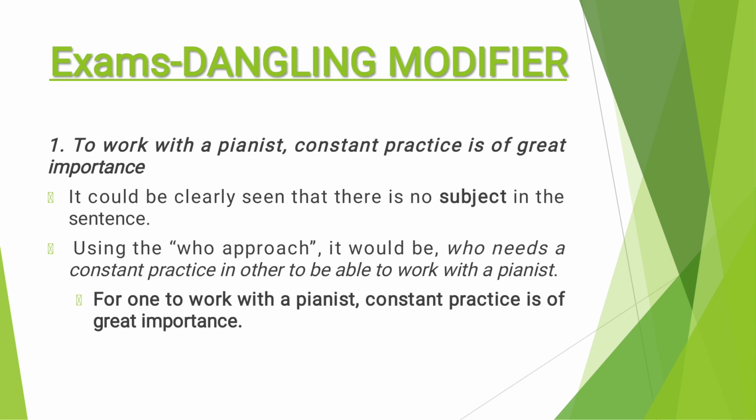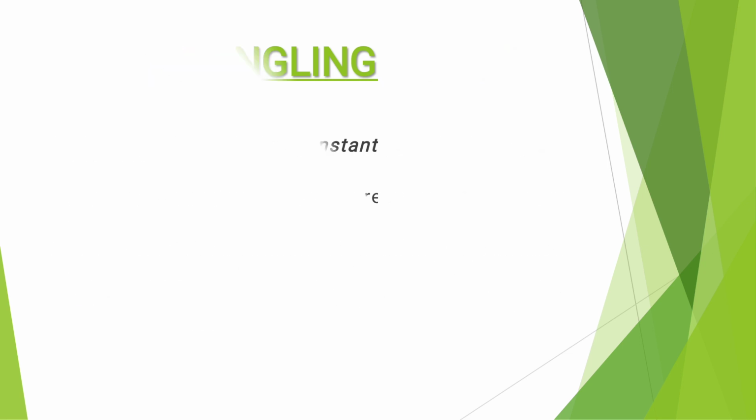We can see that there is no subject in the question. To work with a pianist. Who needs a constant practice in order to work with a pianist? We don't know the person. So simpliciter, we are going to correct it by introducing "for one." For one to work with a pianist, a constant practice is of great importance. So that is question number 1.